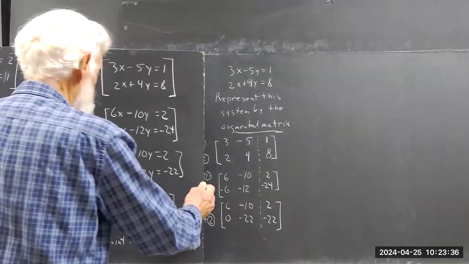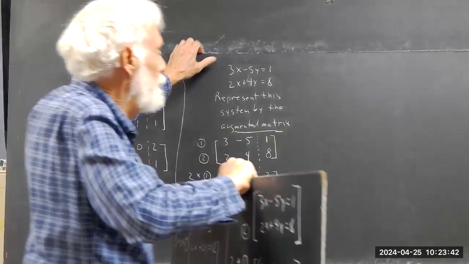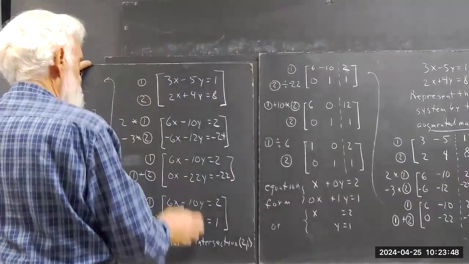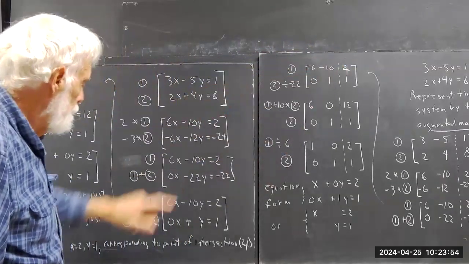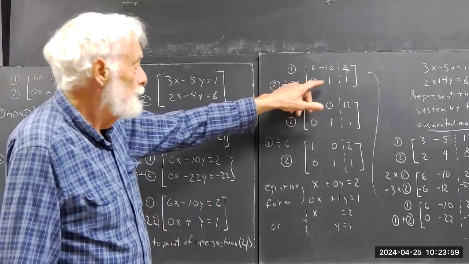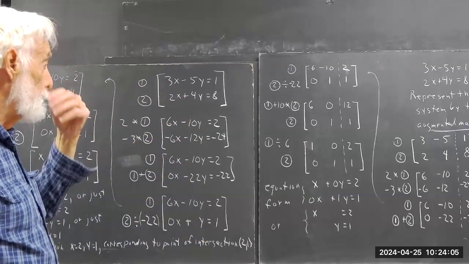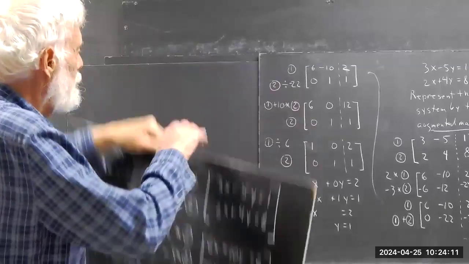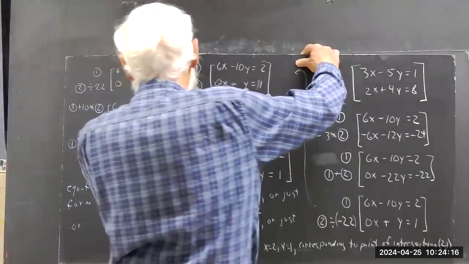Now, in the next step, we get 6, -10, 2. Well, next step is here. It's 6x minus 10y equals 2. It's 0, 1, 1 in the second row, 0, 1, 1. Identical. And then everything continues to be identical. Have to rearrange these boards slightly because they don't correspond exactly.